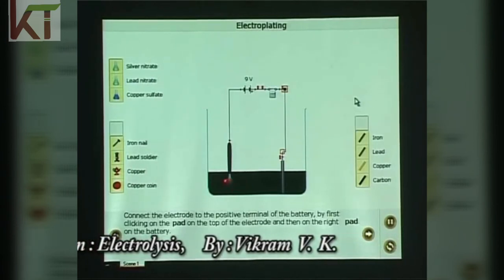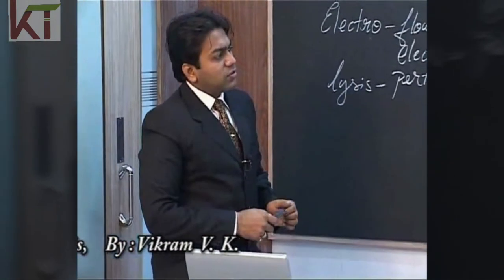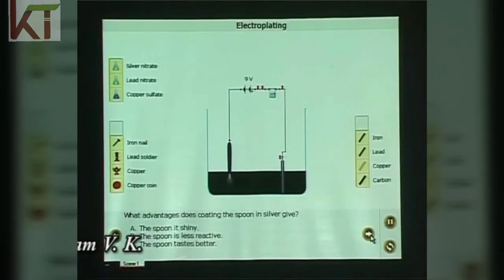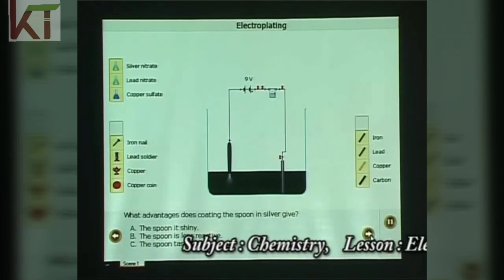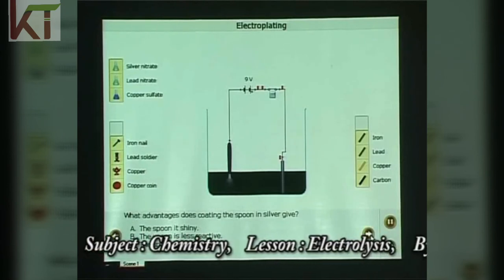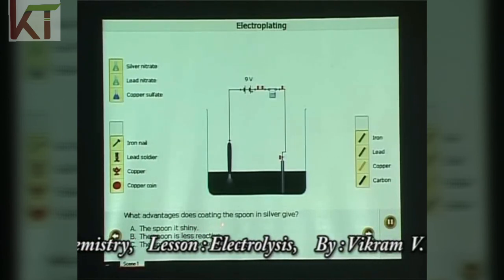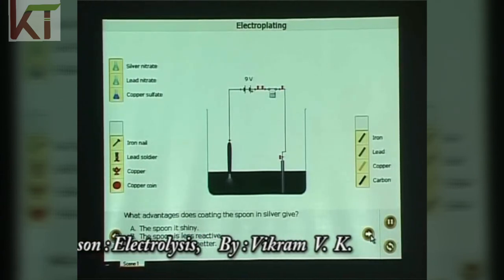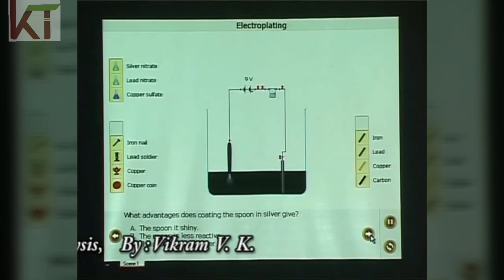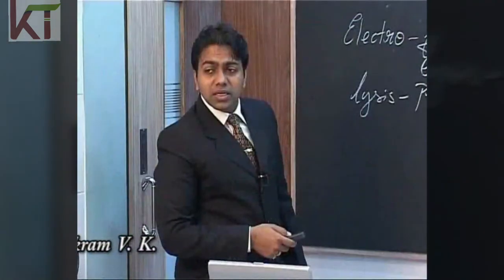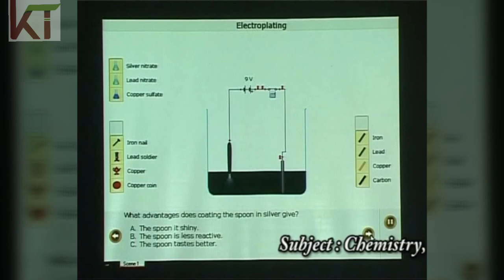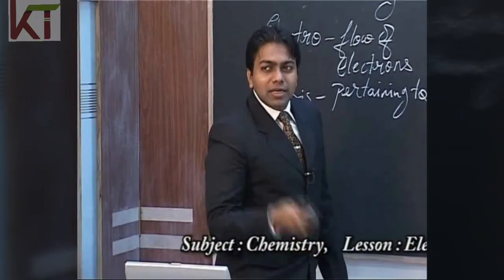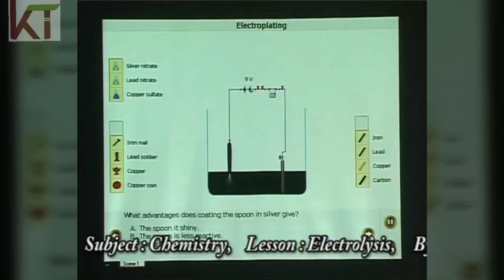Just see the change. What are the advantages of coating done on the spoon? Does it make the spoon look shiny, or is the spoon less reactive, or does the spoon taste better? Spoon is less reactive. Anyone else? The spoon is shiny. Spoon is shiny, spoon is less reactive, and I say the spoon tastes better. Which one is your right option, A, B or C? Come on, tell me, so that I can lock it. A. Shall I lock it? Sure? That's the answer.